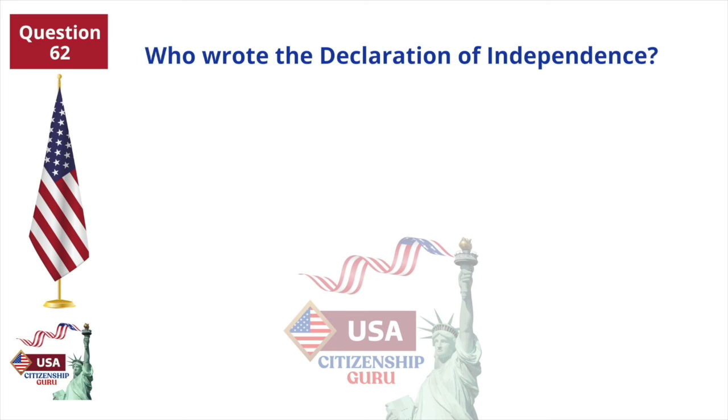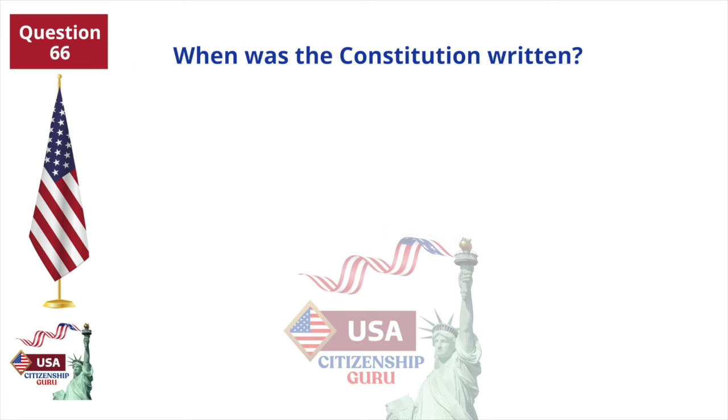Who wrote the Declaration of Independence? Thomas Jefferson. When was the Constitution written? 1787.